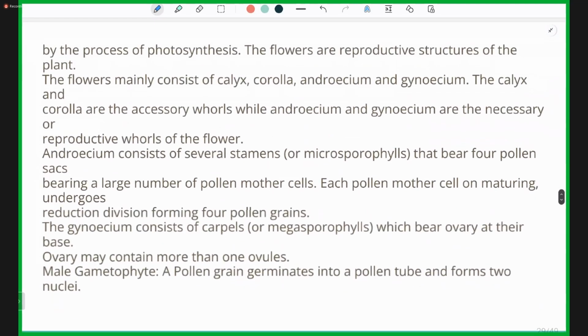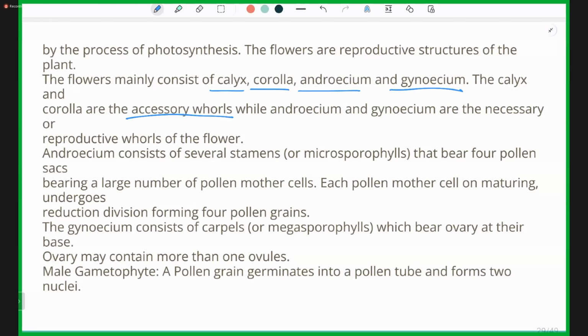The flowers are the reproductive structures of the plant. The flowers mainly consist of calyx, corolla, androecium, and gynoecium. I have already shown you a diagram of the calyx, corolla, androecium, and gynoecium. The calyx and corolla are the accessory whorls. They are present either for protection or for show. The calyx is present for protection, and the petals of the corolla which we see are usually for beautifying the flowers.